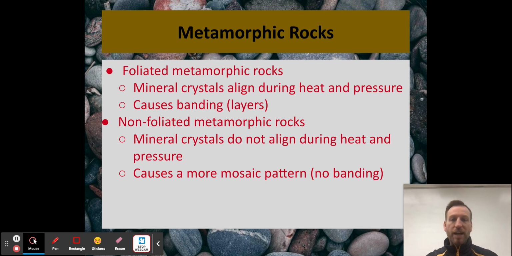So foliated rocks have these bands or layers in them. Non-foliated wouldn't. They have no banding. They do not have layers. If they have crystals, it's a random pattern. So scientists would call that a mosaic crystal pattern. But we do not see banding. We do not see layers.